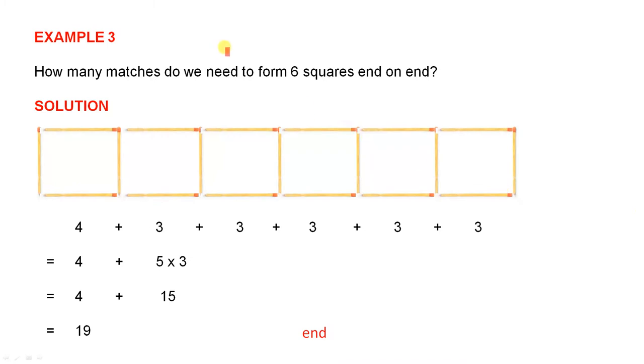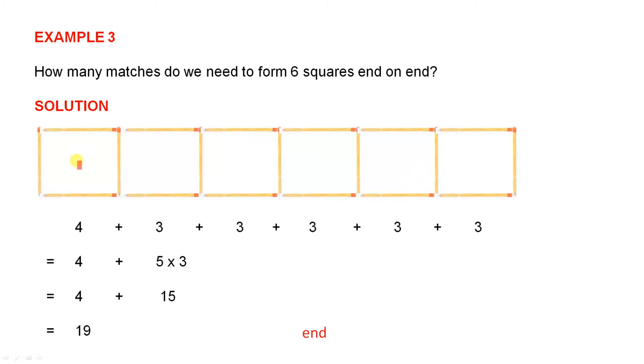Here's another nice one. Example 3. How many matches do we need to form 6 squares end on end? So very quickly, here are the 6 squares. There they are there. Now, if you were to rush into this, you would go, oh well, let's have a look. One square has 4 matches, so 4 times 6 is 24. But that's not actually the case, because these squares are end on end, and there are matches in common.